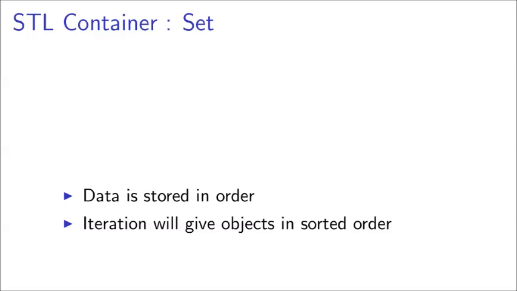When you add data to a set, it stores it in a sorted tree data structure. So if you iterate through the set with the set iterator, you'll get all the objects that were inserted in a sorted order. Let's look at an example.